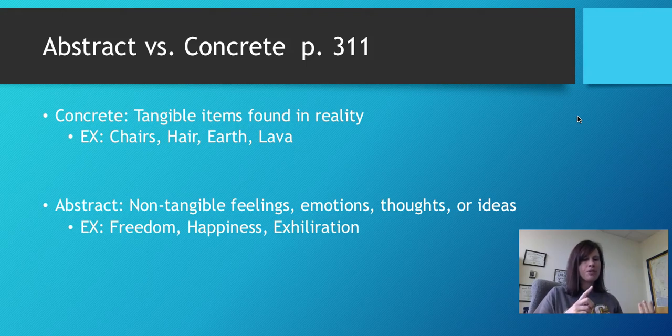So examples are freedom, happiness, exhilaration. We can't smell exhilaration. We can't taste freedom. You know, those are concepts. They're ideas. They mean something different to everyone. A cookie is never going to taste like a carrot or a steak. It's always going to have a definitive taste, even if you can tweak around with it.